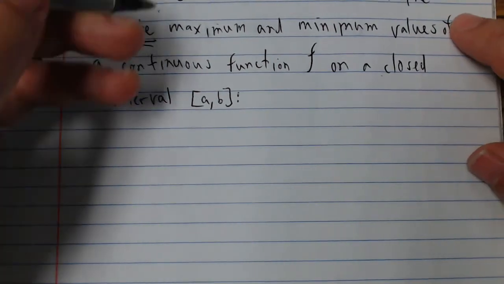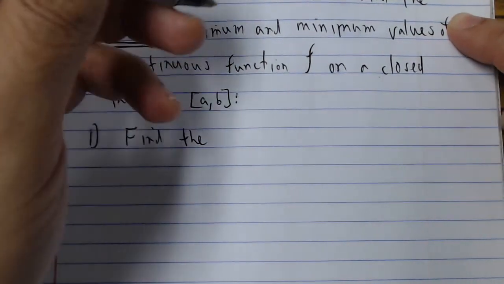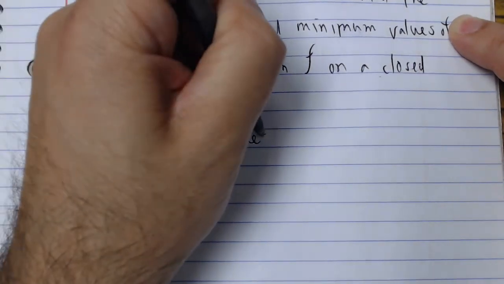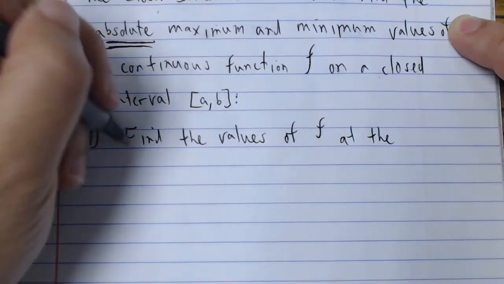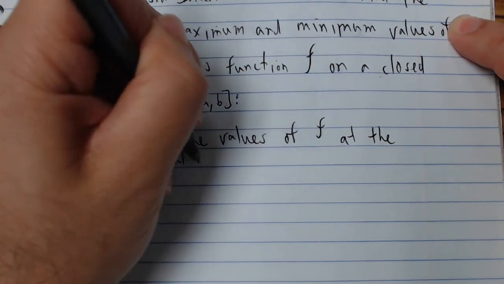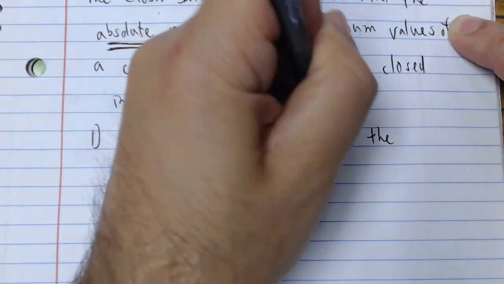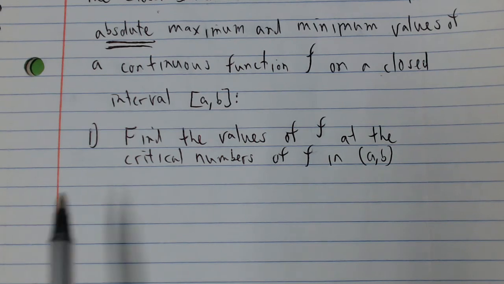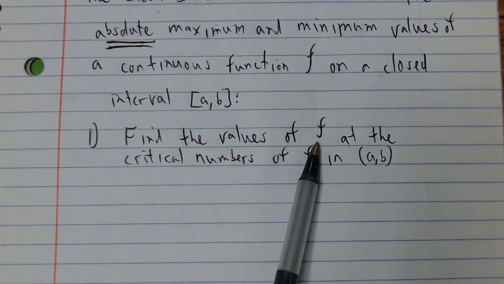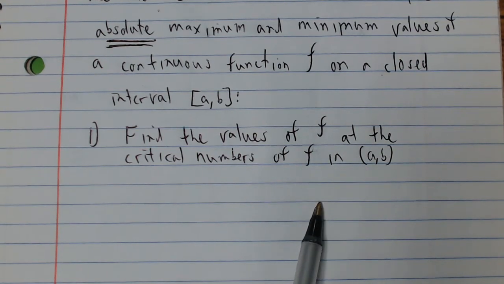So the 3 steps we follow. The first thing we do is we find the values of f at the critical numbers of f in the open interval from a to b. Okay, so what are we doing here? To find the critical numbers of f, we just find the derivative of f, and we find out when the derivative is 0 or undefined in this open interval. And then when you find those critical numbers, you plug them into f.